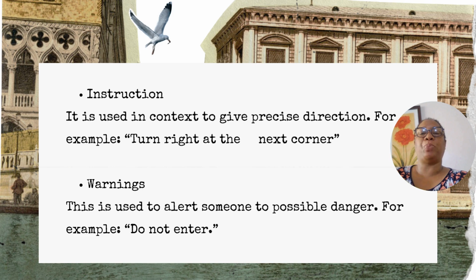Imperatives are used to provide instructions, where they are used to provide clear and specific directions. For example, you might say, turn at the next corner. They are also used to provide warnings, where they are used to alert someone to potential danger, such as, do not enter.